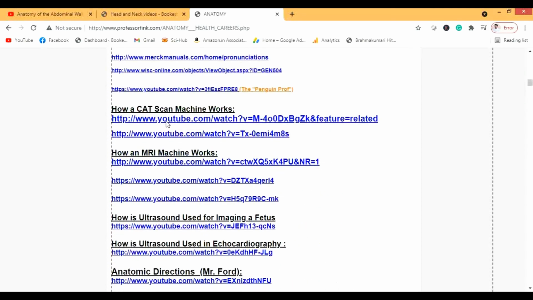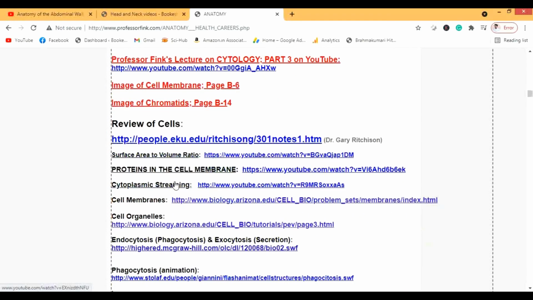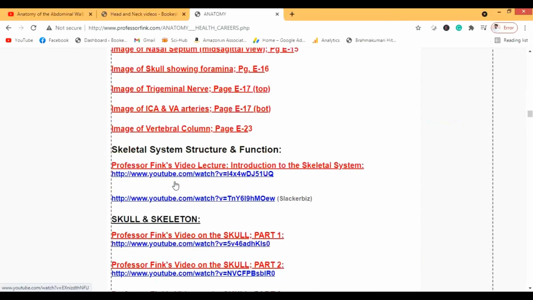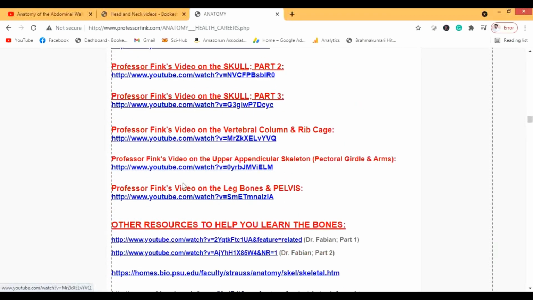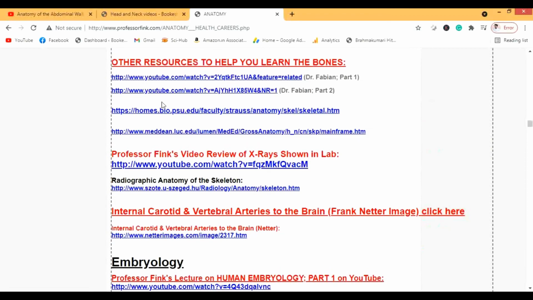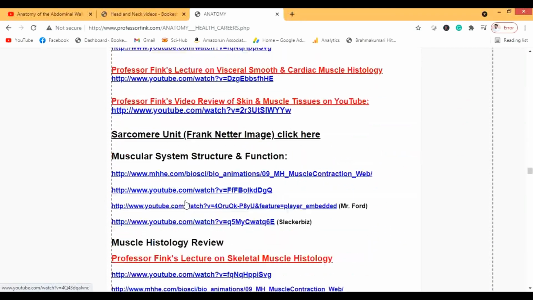You need to know about this. Don't think that you will study this stuff in your radiology; you have to study it here. Then we have different lectures on cytology, cell cycle. Then here is the skeletal system. You will see a lot of resources, as well as a lot of professors' videos and other resources. Then there are Netter images. You can see that there is a lot of stuff present here.